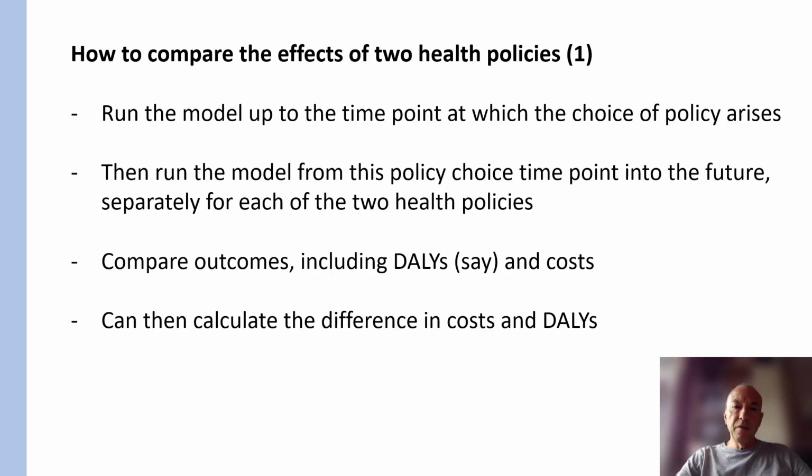So how do we compare the effects of two possible health policies? What we would do when we have our calibrated model would be we would run the model up to the time point at which the choice of policy arises. We would then run the model from this policy choice time point into the future, separately for each of the two health policies we want to compare. Then we would compare the outcomes, including the DALYs and the costs. And we would then calculate the difference in costs and the difference in DALYs between the two health policies.